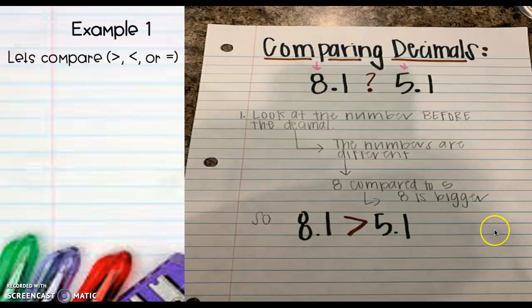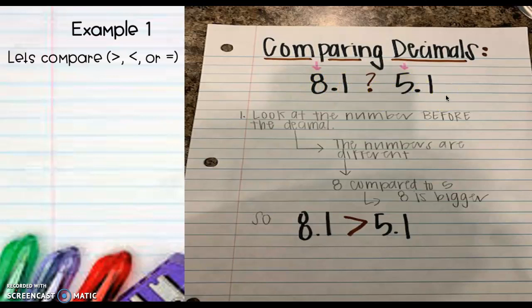So there's 2 ways to look at it. The first way is you're going to be comparing decimals, and you're going to look at it where the number before the decimal place is not the same number, okay? So in this first example, we're comparing 8.1 compared to 5.1.